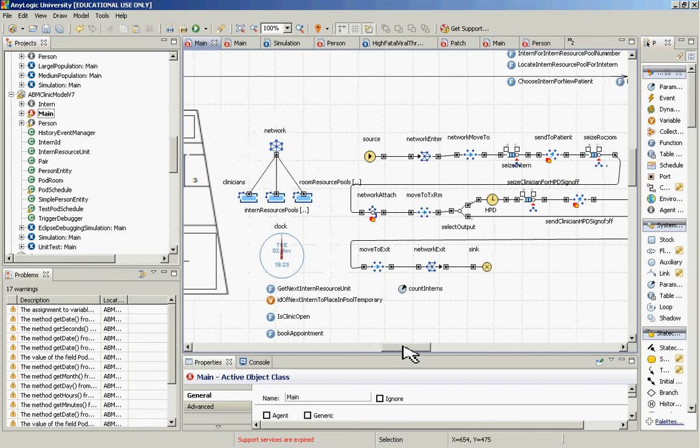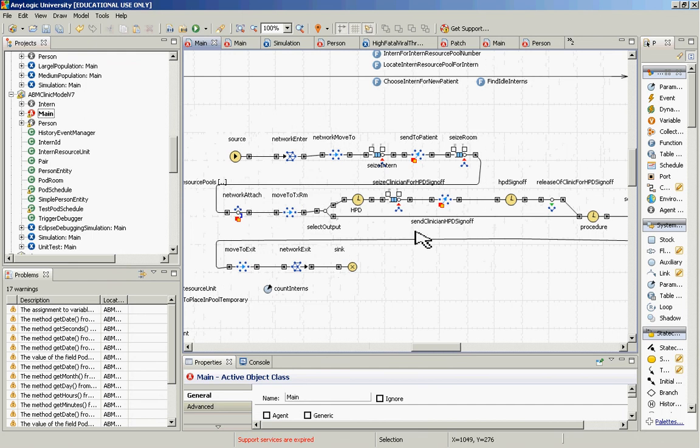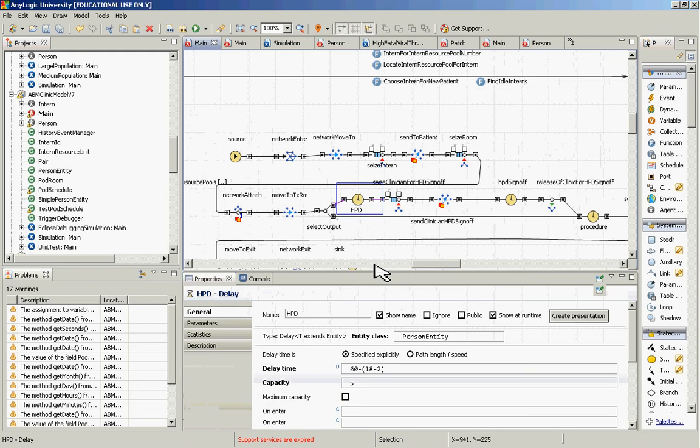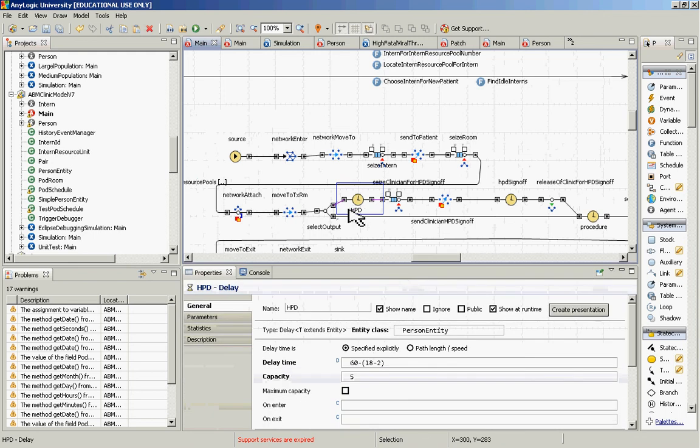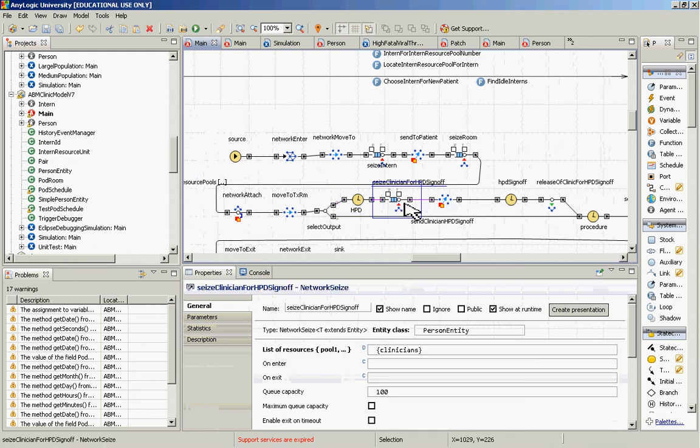And this patient flow, while I don't have time to go into detail, required the marshaling of several of those sorts of resources. For example, this HPD stage, which was only used for first-time patients, would be used to elicit the history of patients and would tie up an intern for a longer period of time. But then they need to get a sign-off from a clinician, and this would require obtaining a clinician, associating the patient with a clinician, so-called seizing a clinician for a certain amount of time.